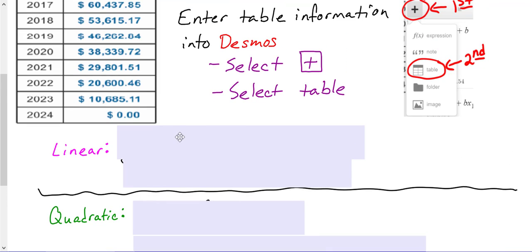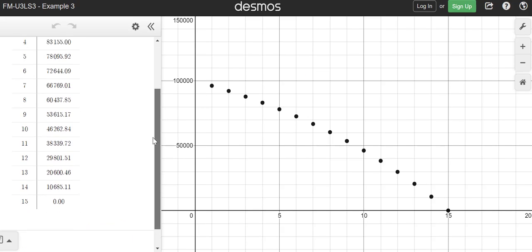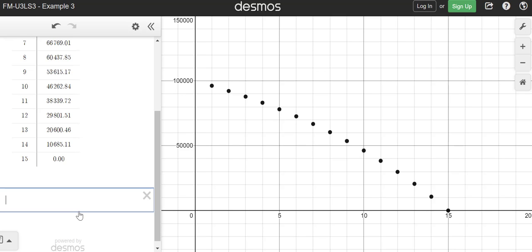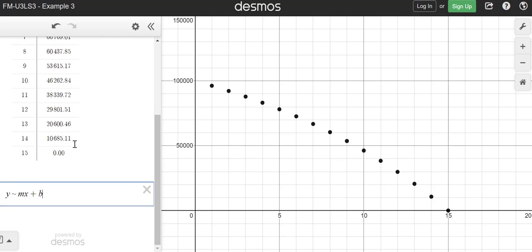With linear, we know that the base form is y equals mx plus b. Notice I have this little 1 after the y and the x, and this little tilde mark. The tilde mark says find the line of best fit. So I go down to the next box and type y, tilde, mx plus b, and nothing happens. The reason is that if we scroll back up to the top of the table, it automatically labels the columns x sub 1 and y sub 1. So if I type 1 after the y, it puts it in the lower position for us. The same thing with the x.